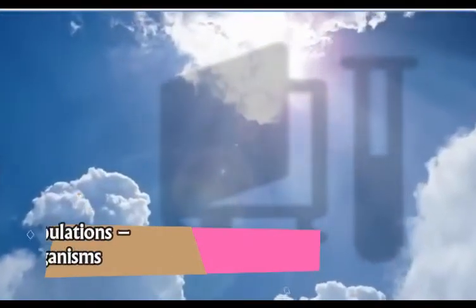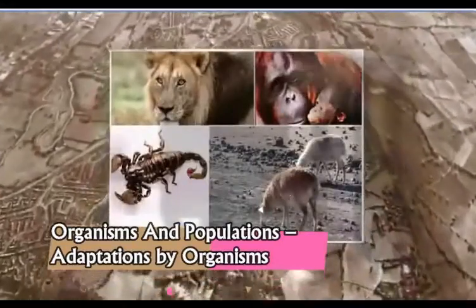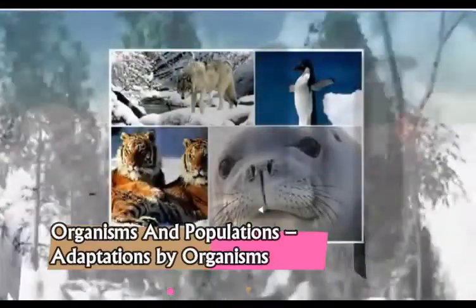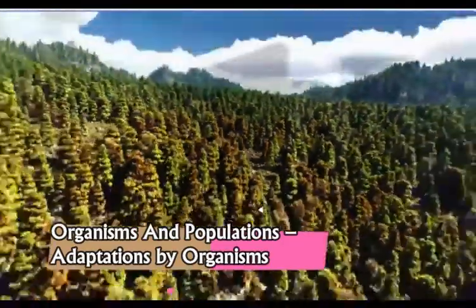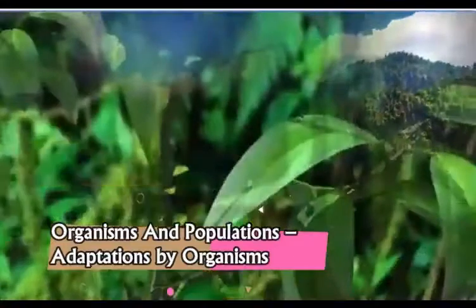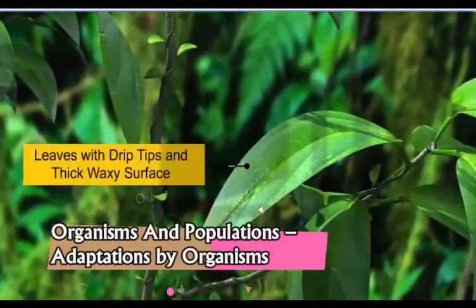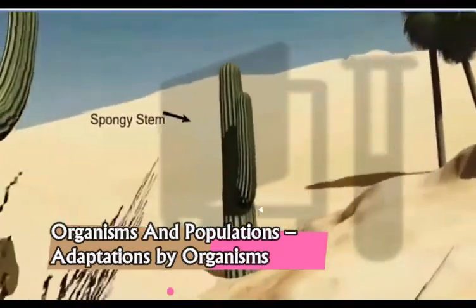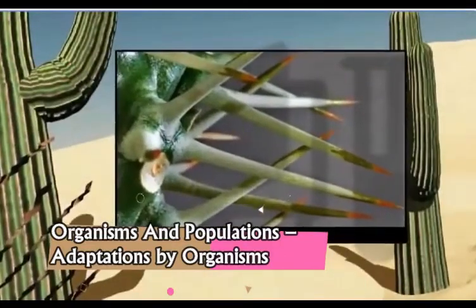Some animals live in arid regions, while some animals thrive in polar regions. Plants in the tropical rainforests have drip tips and thick waxy surfaces that allow water to run off, while desert plants have spongy stems which store water and leaves reduced to tiny pointed spines.